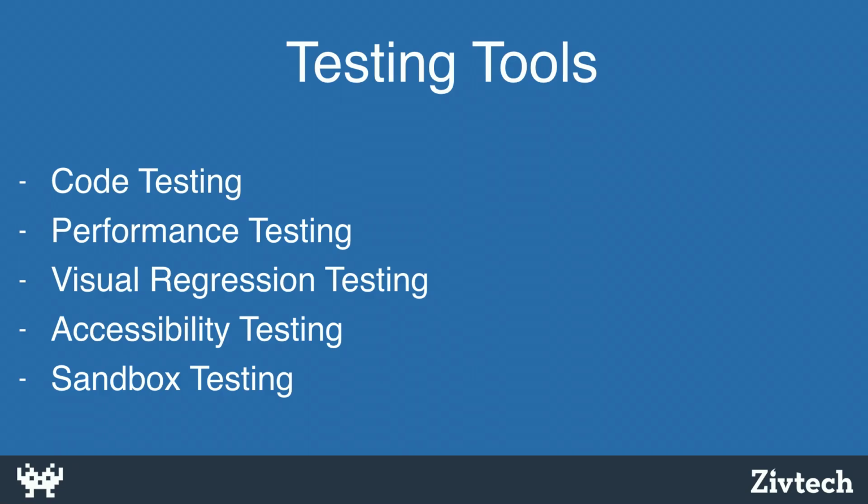So testing tools, there are a few main categories I picked for this. There's obviously others if you're doing other types of things. But generally, these are the types of tools that we use typically in our development processes. So we have code testing tools, performance testing, visual regression testing, accessibility testing, which is becoming a much bigger thing these days. And we have sandbox testing tools that we can use to spin up a whole site inside and test everything out without getting anywhere near production.